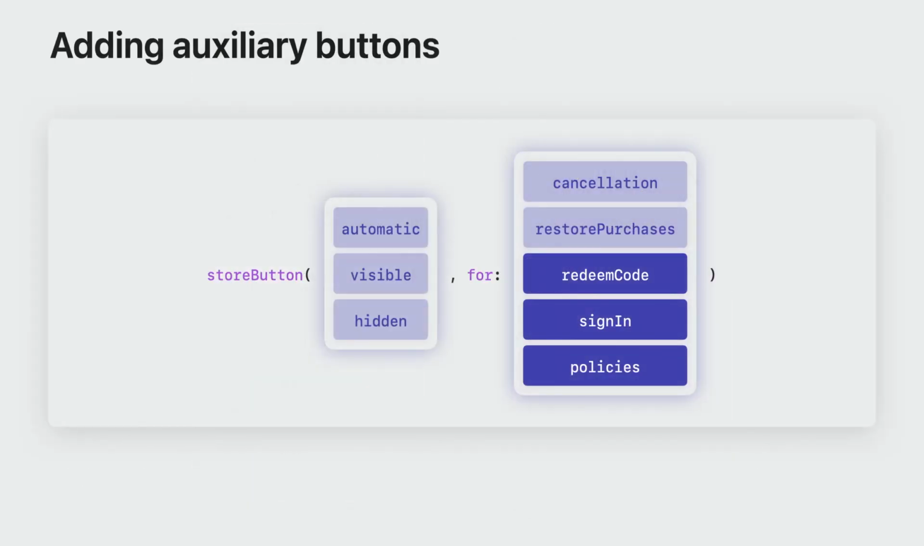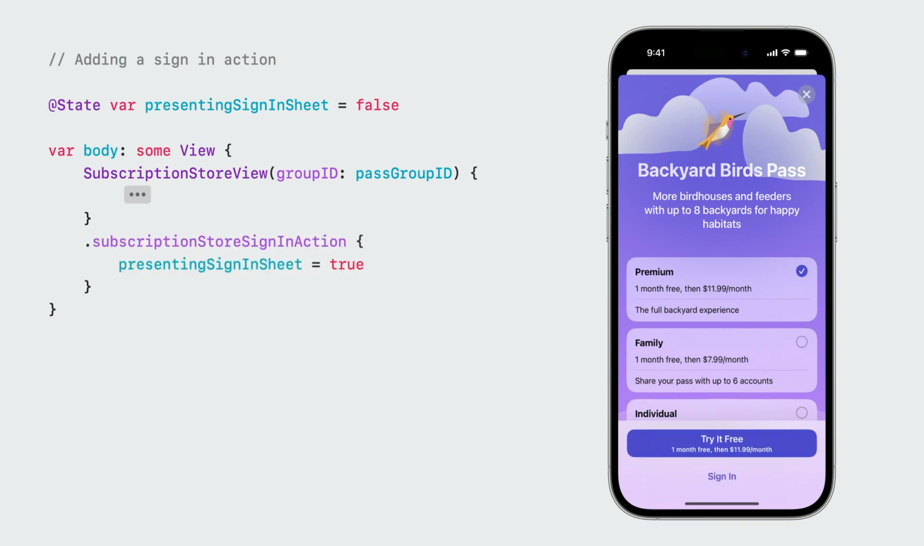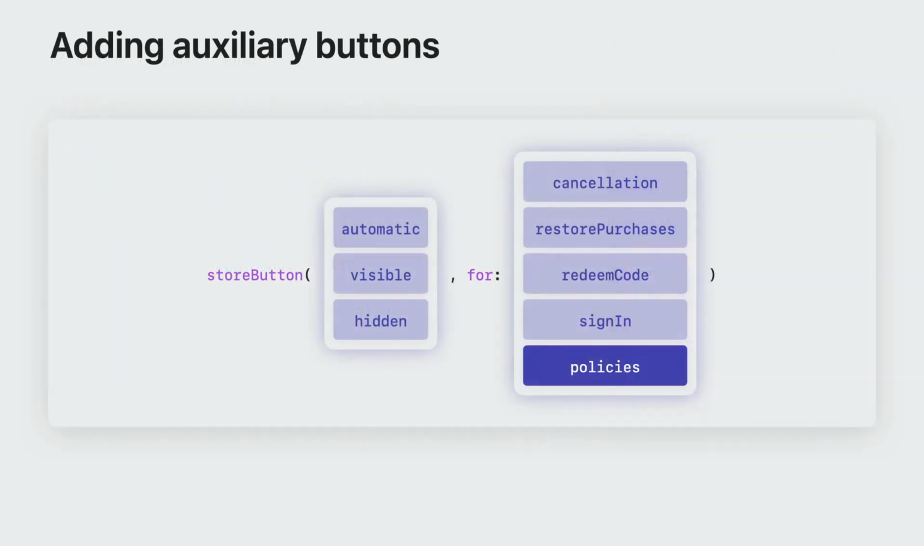The next three button kinds are only for the subscription store view. We've already talked about the redeem code button. The next button kind is a sign-in button. If your subscription service allows people to subscribe outside of the App Store, it's a good idea to show a sign-in button in case an existing subscriber needs to access their subscription. An important thing to know for the sign-in button is you must declare a sign-in action using the new subscription store sign-in action modifier. If you set a sign-in action, the sign-in button will be visible automatically. The sign-in button simply calls the function you declare with subscription store sign-in action, so you can use this as a signal to run your sign-in flow.